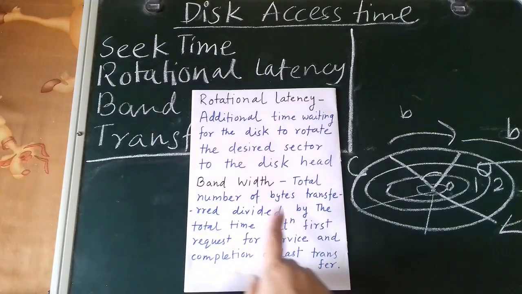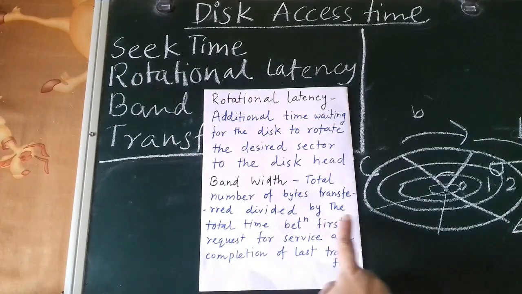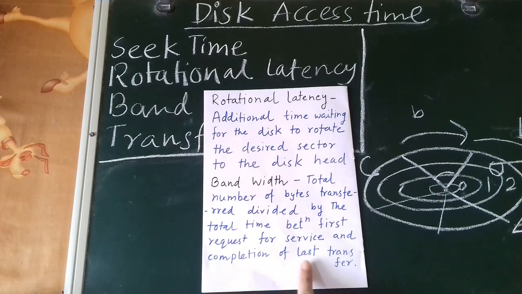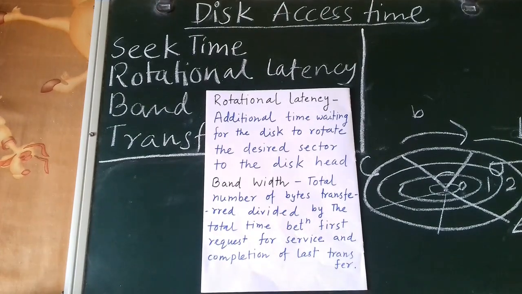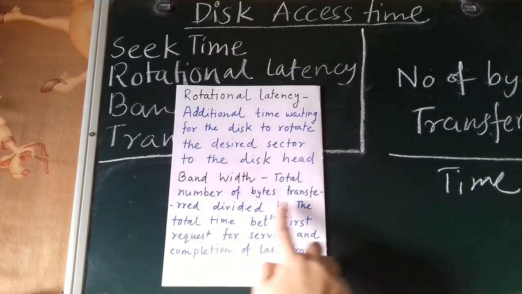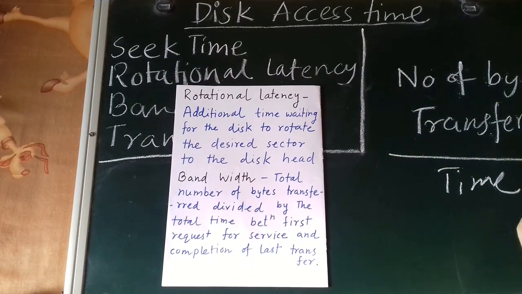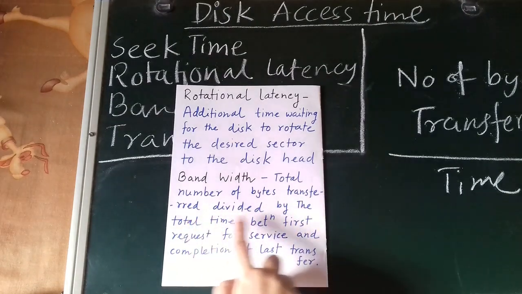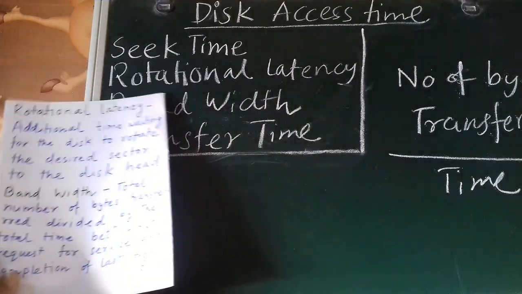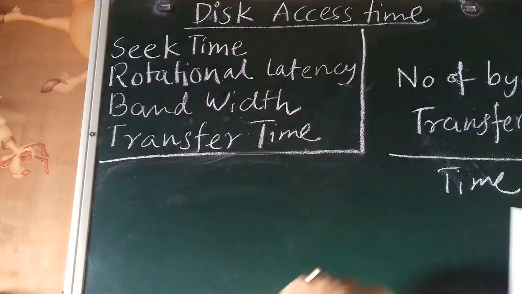Now next is bandwidth. What is the definition of bandwidth? Total number of bytes transferred divided by the total time between the first request for service and the completion of the last transfer. So the total number of bytes transferred is what we have written on top, and it's divided by the total time. This time I am writing separately to understand properly what that time actually is.